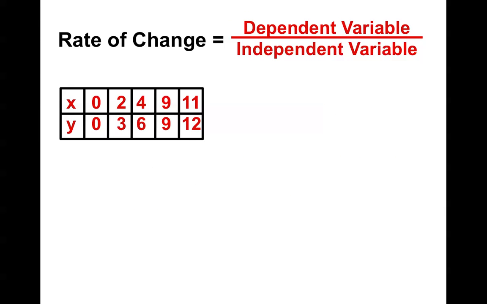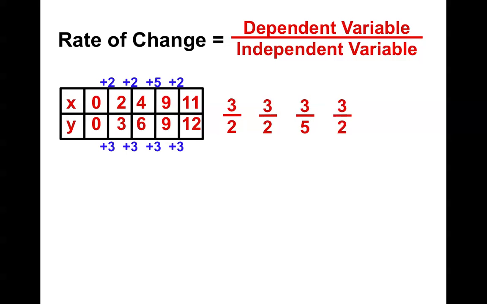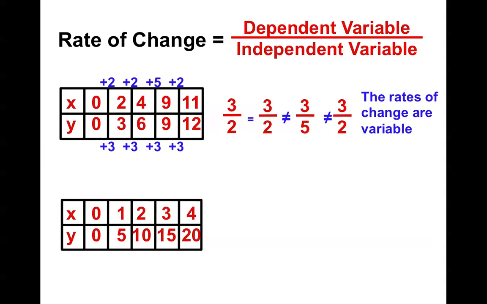Would this be a constant rate of change? Well, what we notice is at the top we go plus 2, plus 2, plus 5, plus 2. And on the bottom we go plus 3, plus 3, plus 3. So when we set it up with the dependent variable, y, on top of the independent variable, x, we get these fractions. You'll notice not all of them equal each other. So the rates of change are variable and not constant.